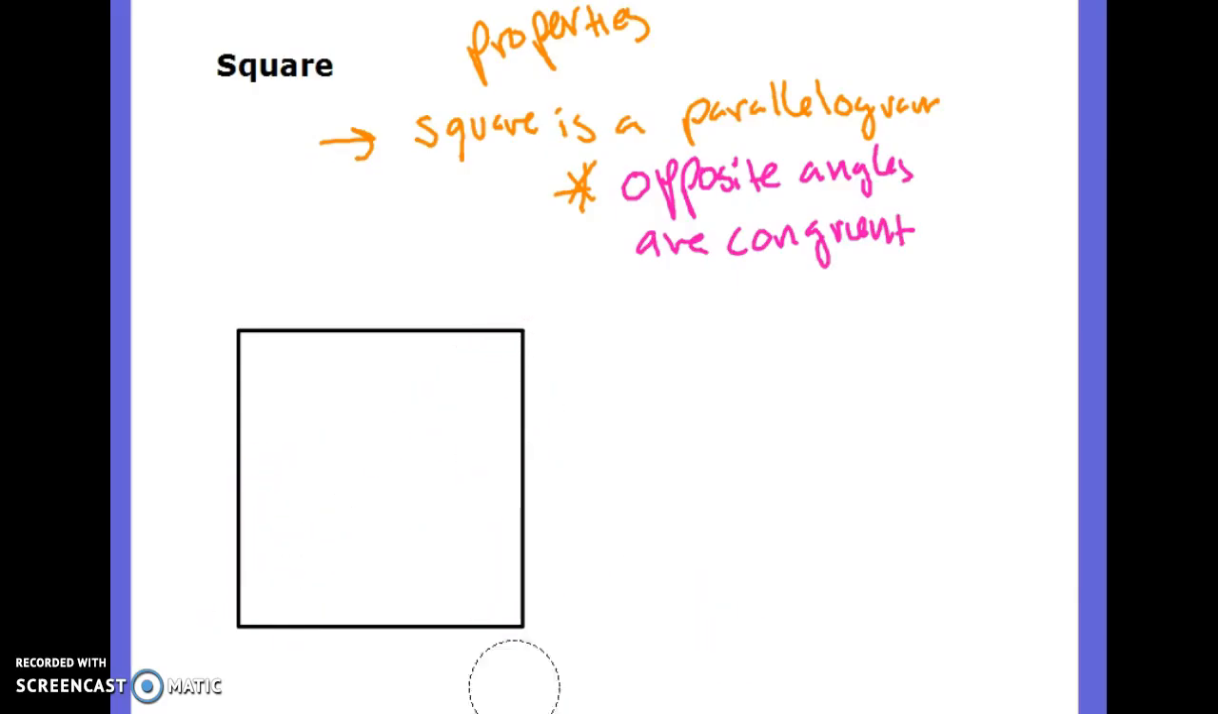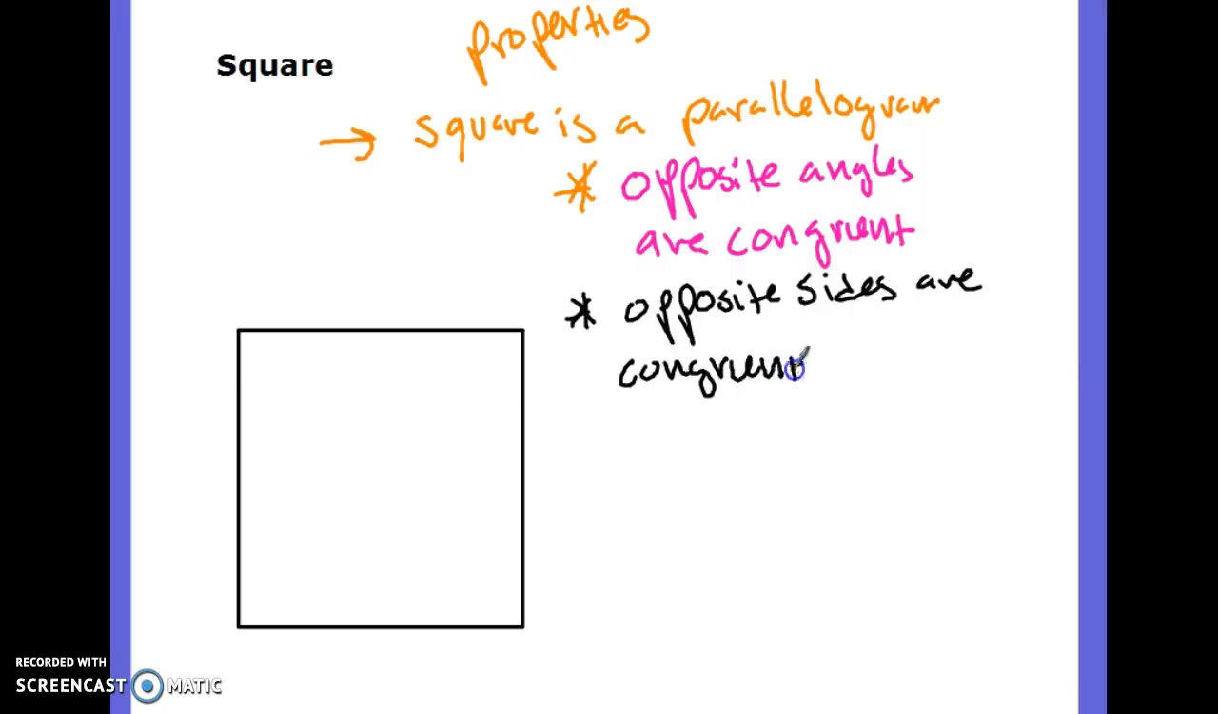Next property, we're going to be looking at what Lindsay said earlier: opposite sides are congruent. Which again should not be surprising because all the sides are congruent. Because if we know this one is 4, that one has to be 4 as well. Opposite sides are going to be congruent. This is kind of nice about the square: most of these properties are relatively intuitive.